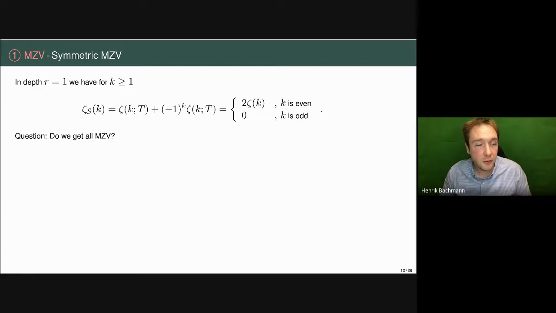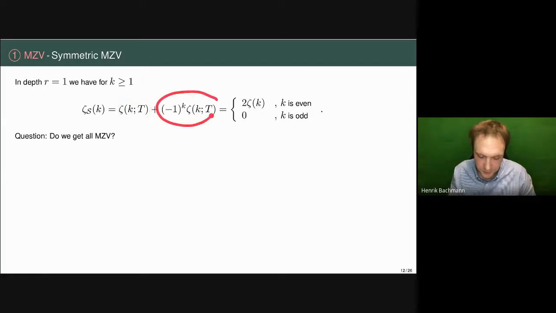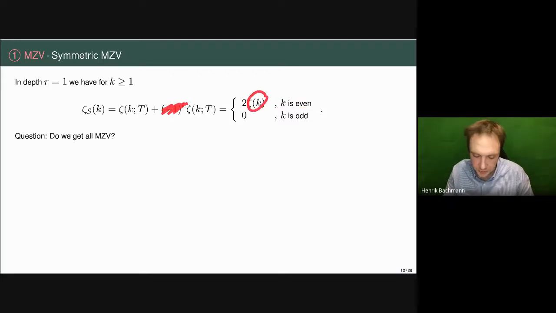So how do these look like? For example, in depth 1, what is this by definition? Well, I have two summands, a equals 0 and a equals 1. The first part here is just zeta k, and the second part is (-1)^k zeta k. Clearly, if k is even, then this here is just 1, so I have 2 times zeta k. And if k is odd, then this is just 0. So in depth 1, the only zeta values which survive are the even zeta values.